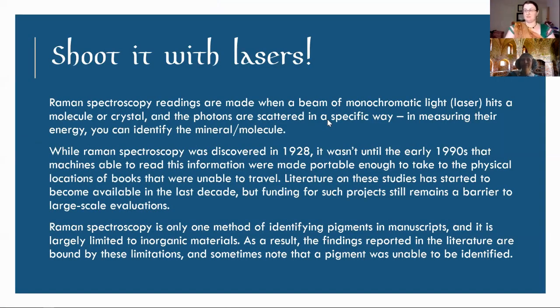So what's the big deal? What is Raman spectroscopy? It is shooting it with laser beams. You pew, pew, pew. It is a monochromatic laser beam that is shot at the manuscript, and you measure how the light bounces. So Raman spectroscopy, the machine has been around since 1928. The problem with that machine was that it was as big as a room, if not several rooms.